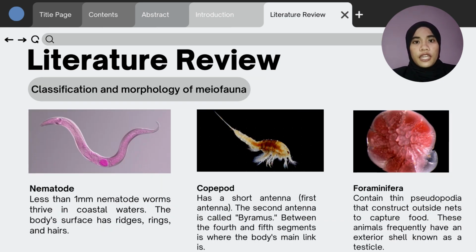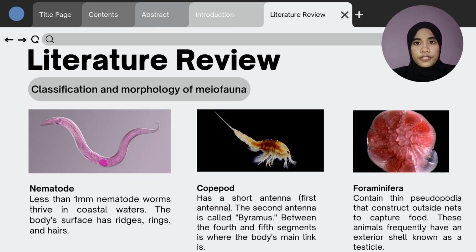Next, classification and morphology of meiofauna. Here I will explain the three most common species found in the mangrove ecosystem. First, nematodes. Nematodes are worms less than 1 mm that thrive in coastal waters. Their body surface has ridges, rings, and hairs.